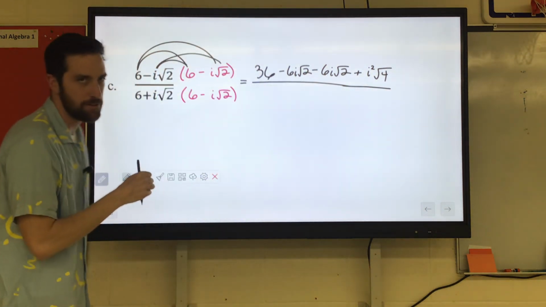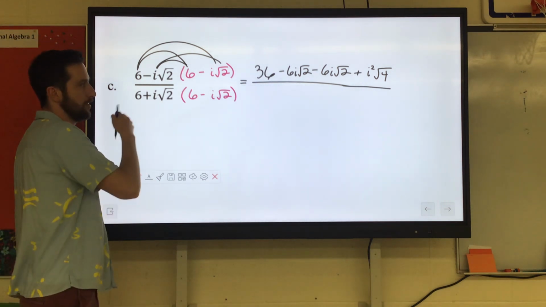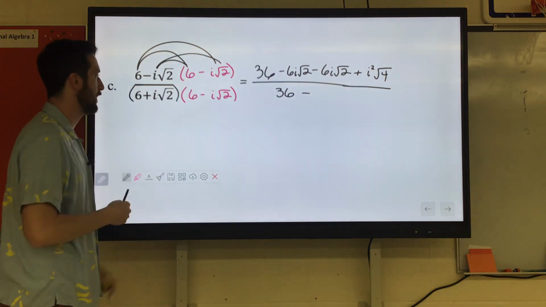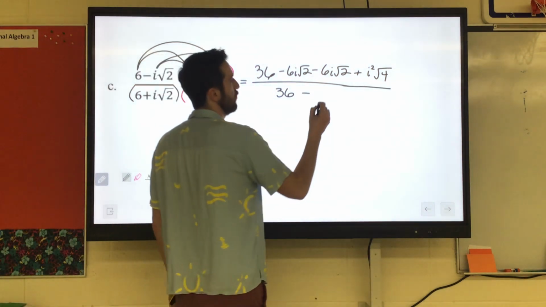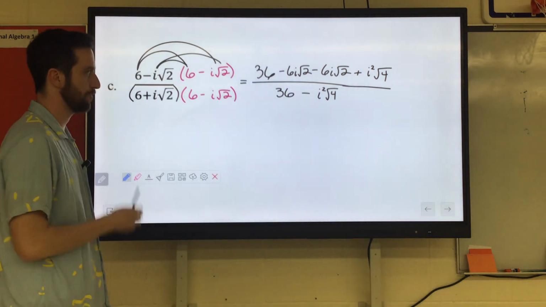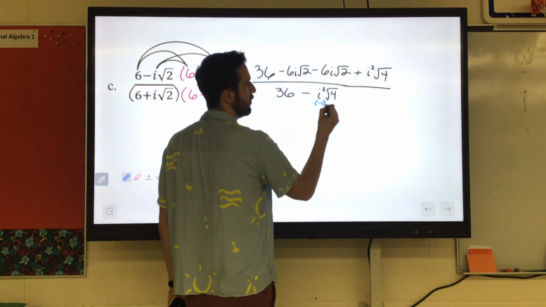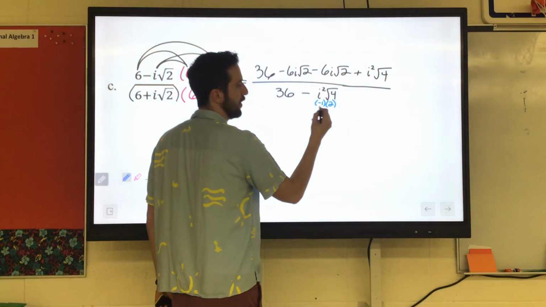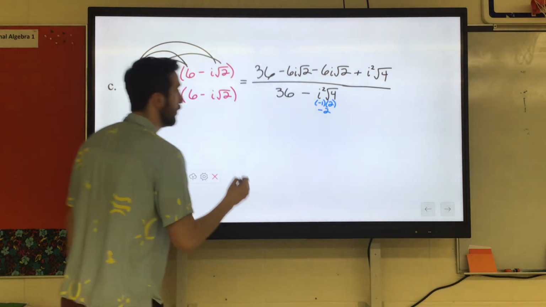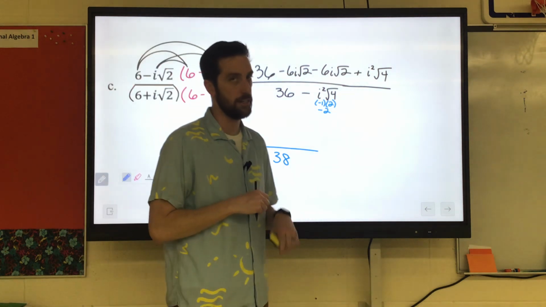Now, we got a lot to clean up there, but we'll come back to it. All right, denominator, difference of squares. We square the first term, 36. We put minus, we square the last term. i root 2 times i root 2 would be i squared root 4. Again, this has some stuff to clean up here. So let's get this i squared root 4. i squared is negative 1, square root of 4 is 2. This becomes negative 2. So it would say 36 minus negative 2, which is really 36 plus 2, which is 38. So our denominator is going to be 38.